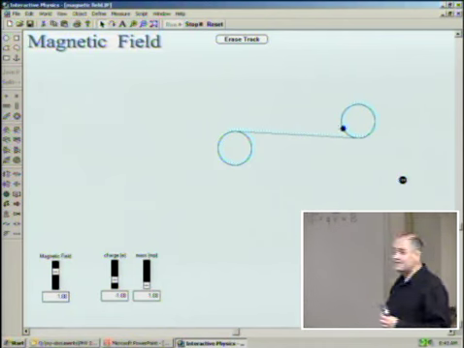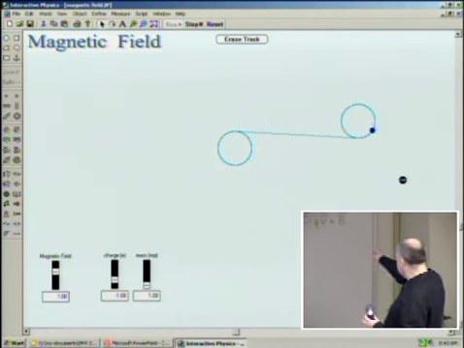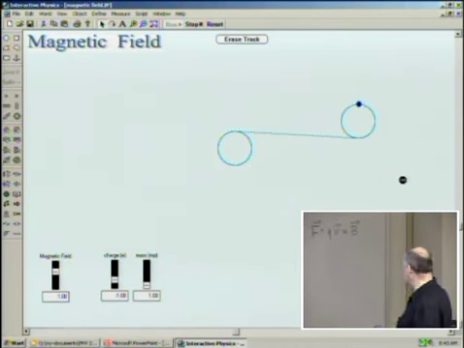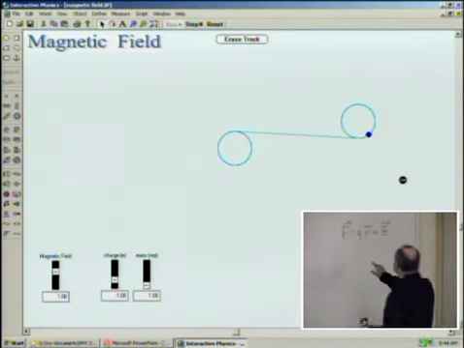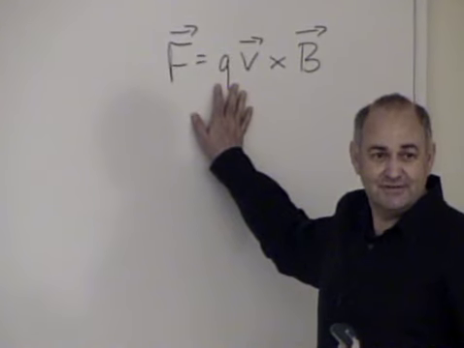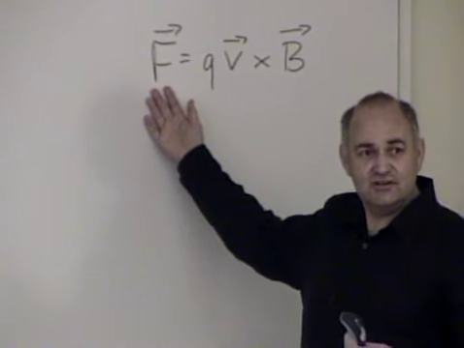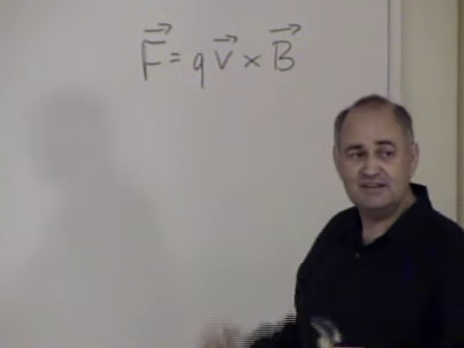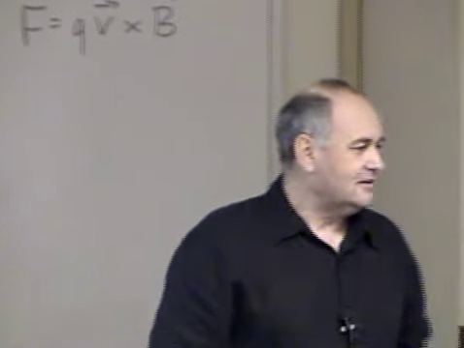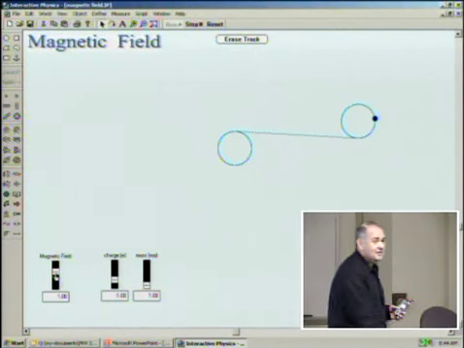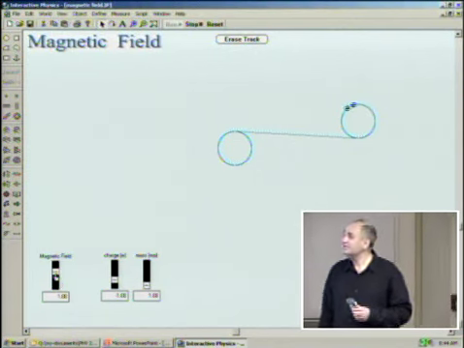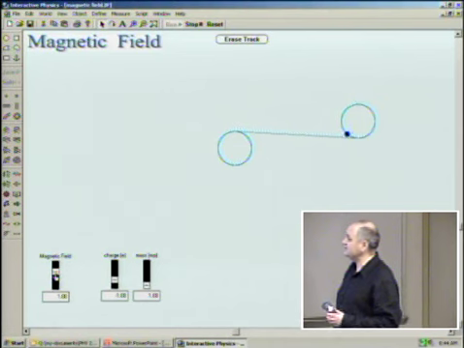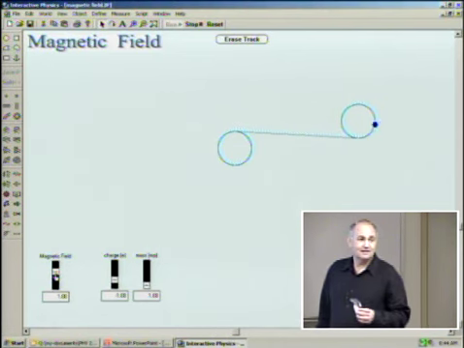Correct. The result of this entire product depends on the charge of the particle. If I change q to minus q, the direction is going to change. I will get an opposite vector with the same velocity and the same magnetic field. All right. Now figure out what will happen if I increase the magnetic field. Consult with each other. What will happen if the magnetic field were stronger?